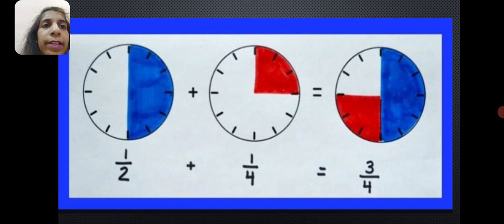Suppose you get an image of a fraction, 1 by 2. The first image is of a clock, showing half as the shaded portion and half as the unshaded portion. The next figure is also of a clock, where the 1 by 4th part is shaded and the remaining 3 by 4th part is unshaded. We have to add 1 by 2 plus 1 by 4, and we will get 3 by 4. So this is the easiest way to see fractions in image or picture form.